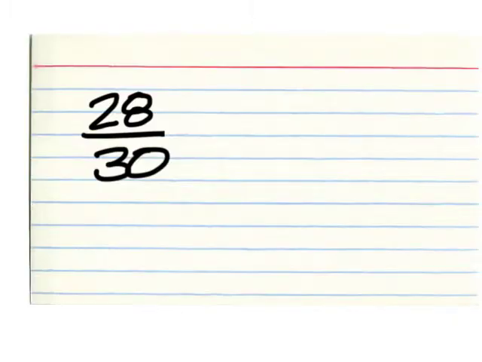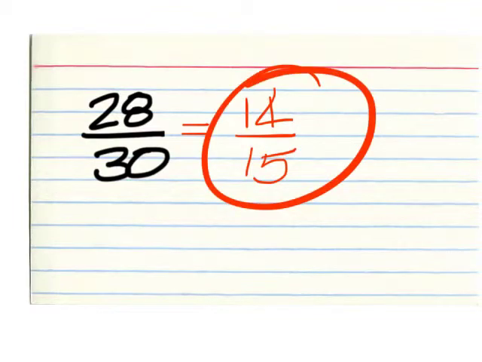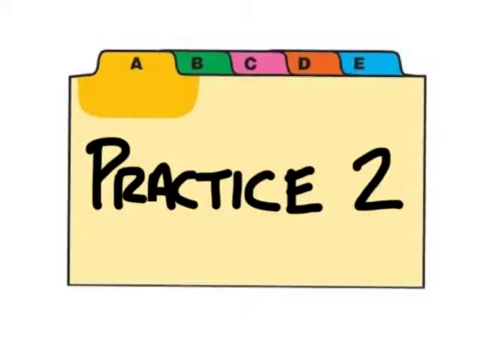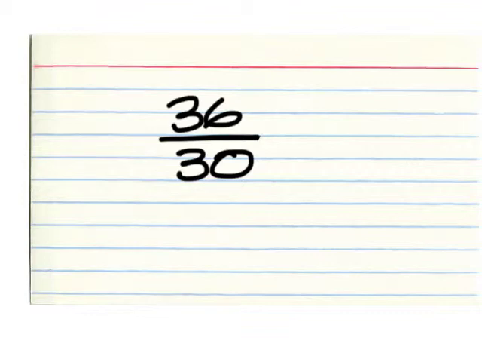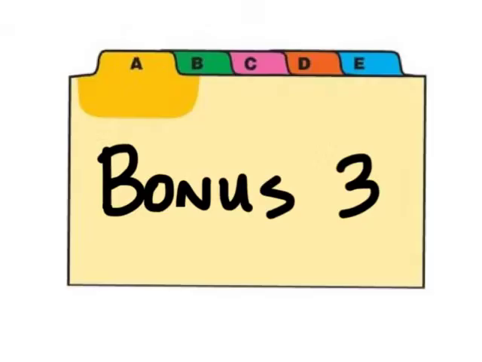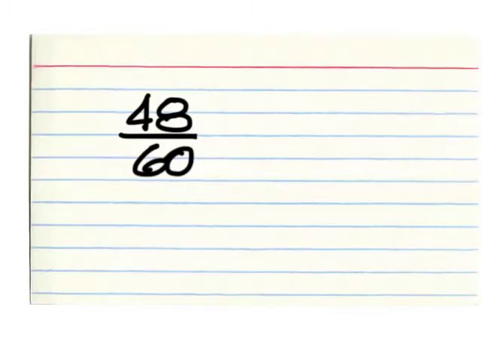Solution for practice 1. 28 over 30. They are both divisible by 2. When you do that, you're left with 14 over 15. Practice number 2. 36 over 30. Bonus number 3. 48 over 60.